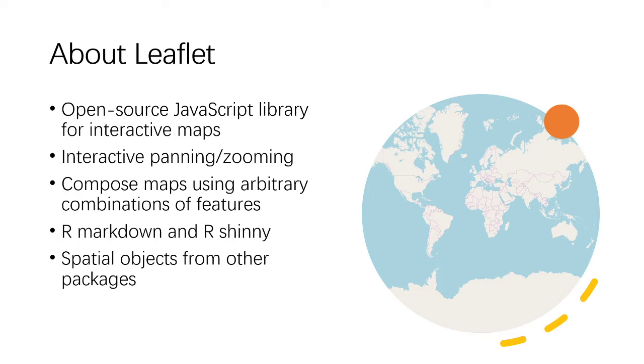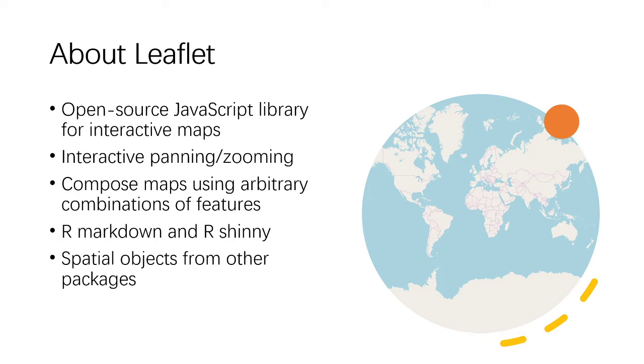It is used by a lot of websites ranging from the New York Times to GitHub. And there are also some other organizations like OpenStreetMap or Mapbox. They are using this package to build their own geographical information system.